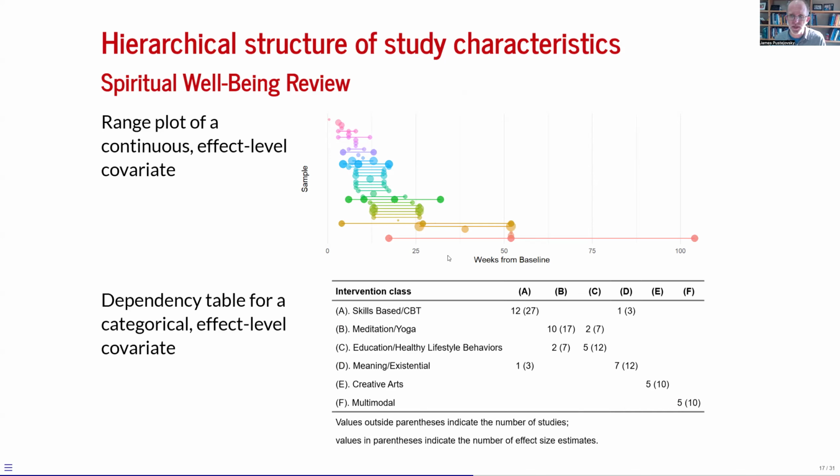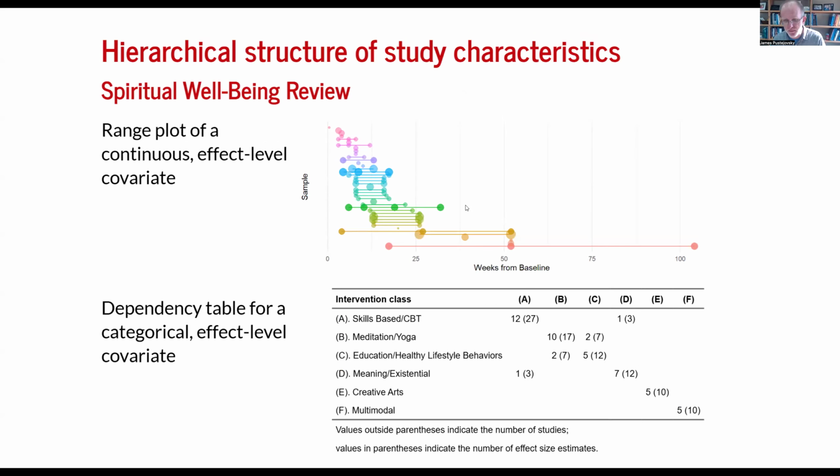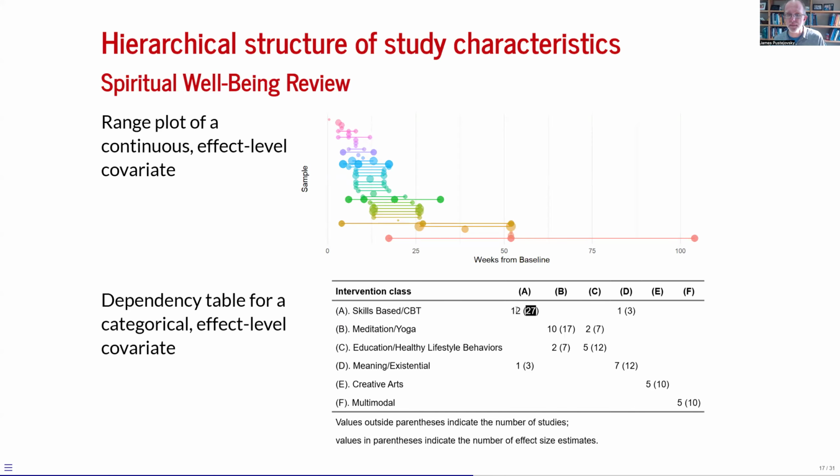For categorical characteristics, it's a little bit harder to get at the dependency structure. So one table that we've suggested is what we call a dependency table. For a categorical variable, like say the class of intervention in the spiritual well-being review, you can look at the distribution of the number of studies. That's the initial number here. And then the number of effect size estimates that co-occur for every combination, like every pair of possible intervention classes.